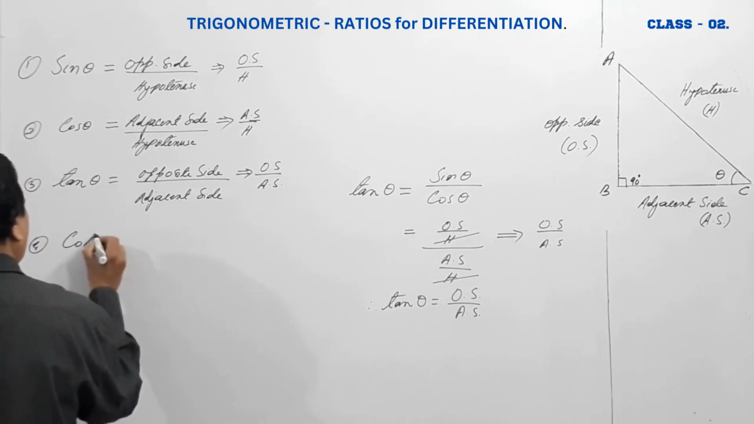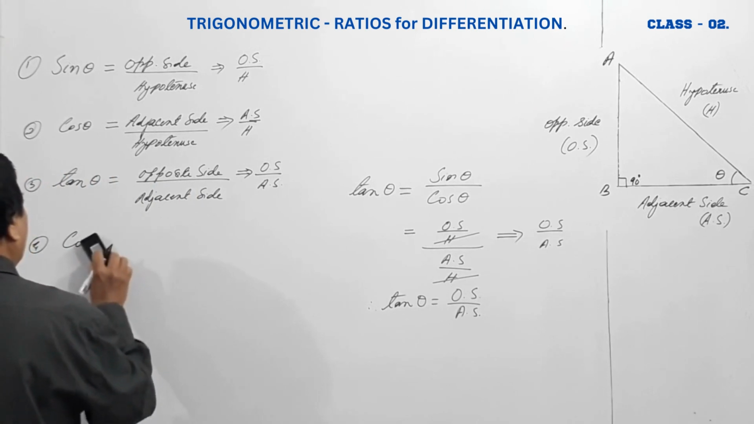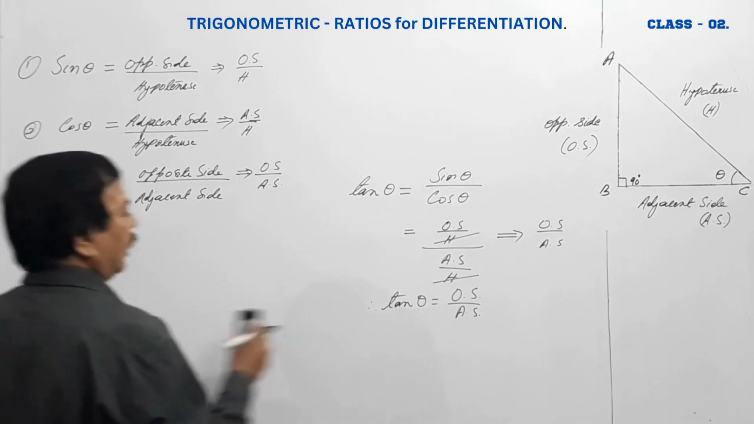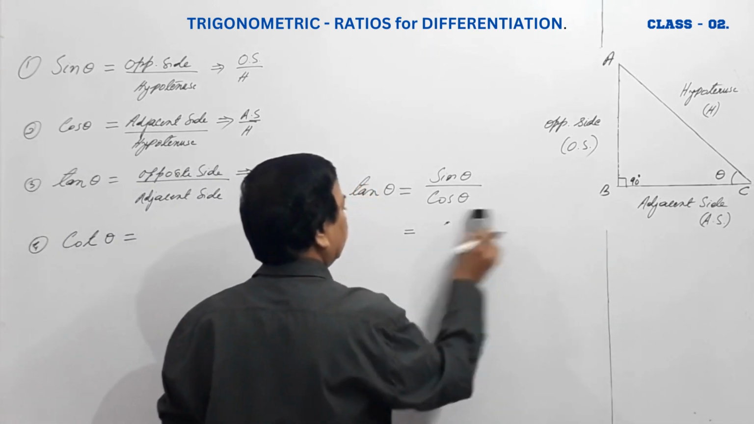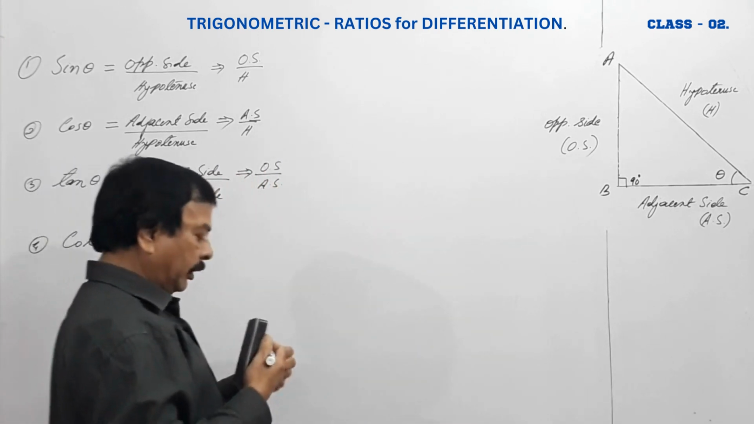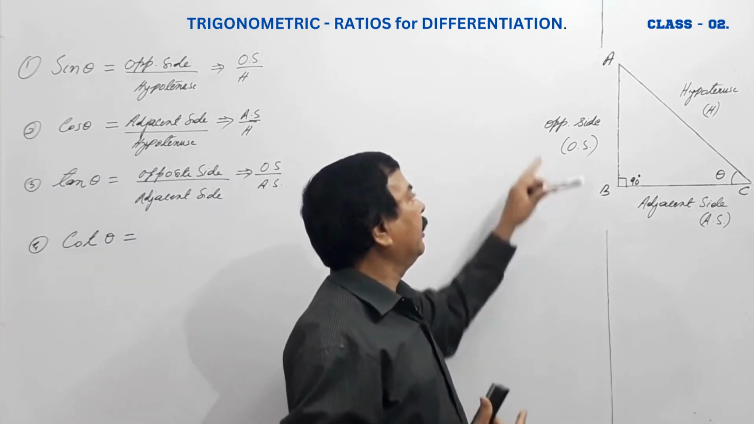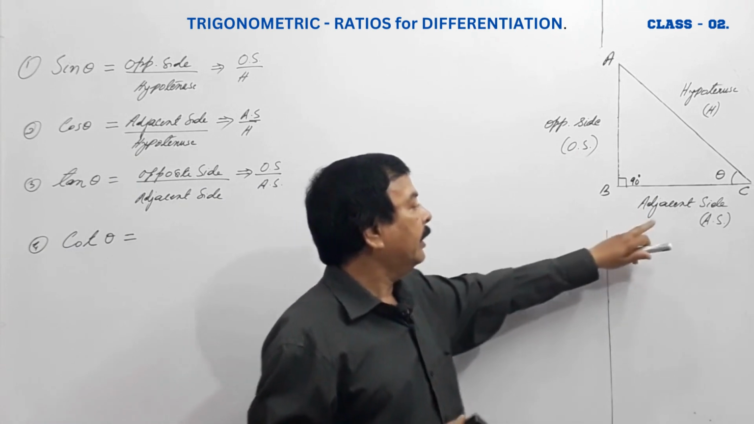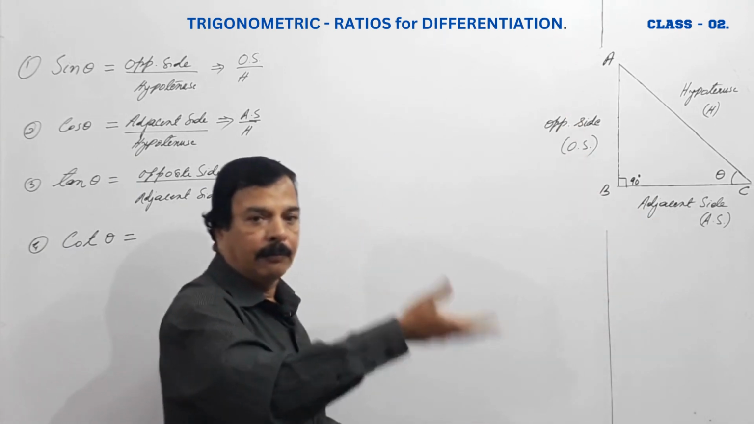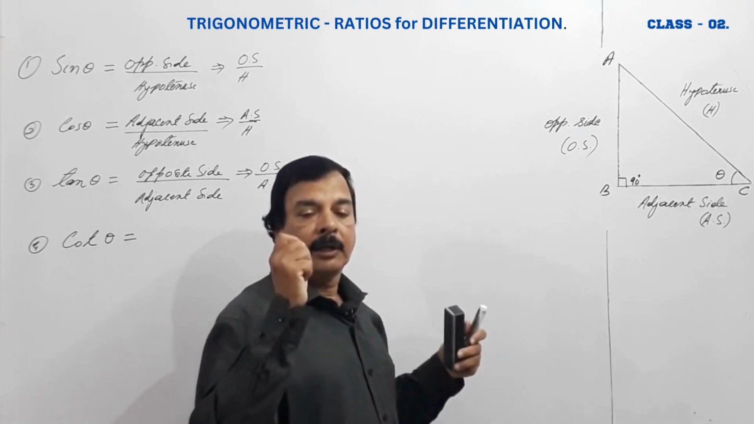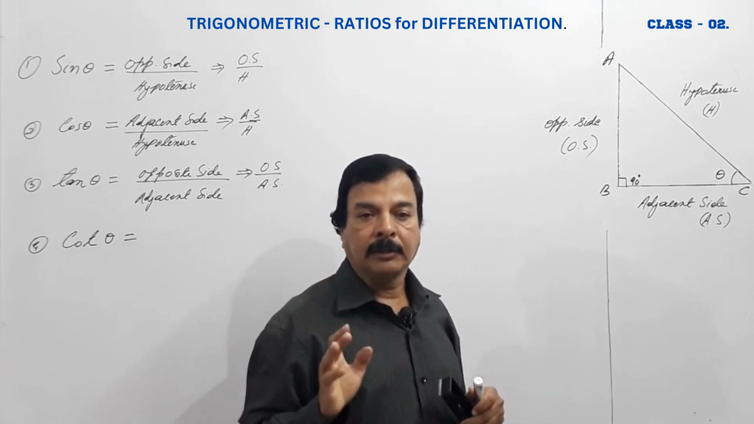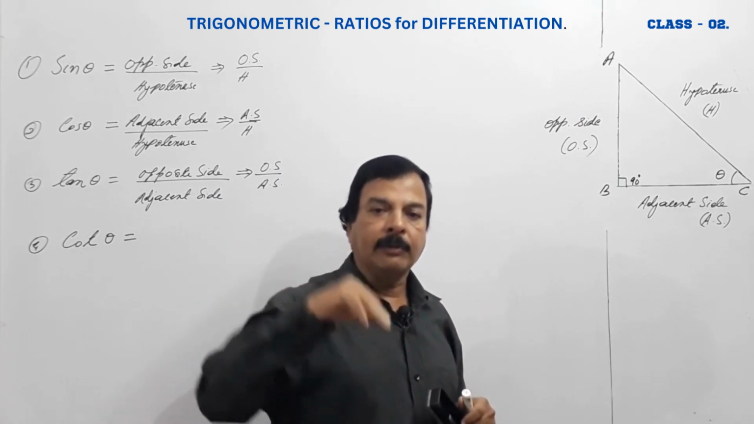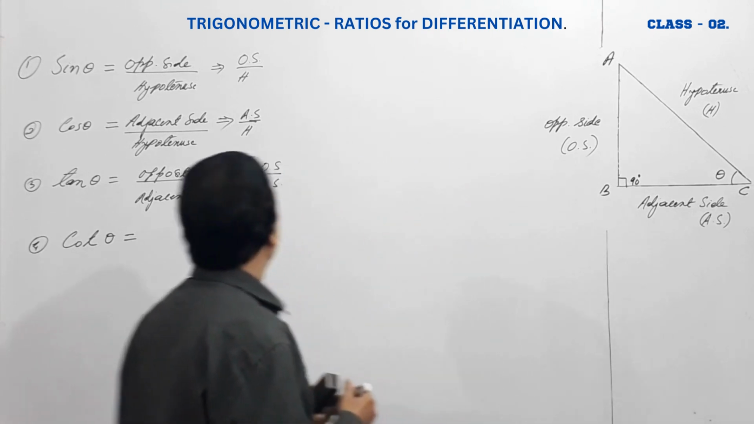What is cot theta? In tan theta, what I did was divide opposite side by adjacent side. But in cot theta, we'll divide adjacent side by opposite side. It is vice versa. In fact, the reciprocal of tan theta is cot theta. So the reciprocal of cot theta is 1 by tan, or tan equals 1 by cot. That we'll see when we do reciprocals. So now see cot theta.